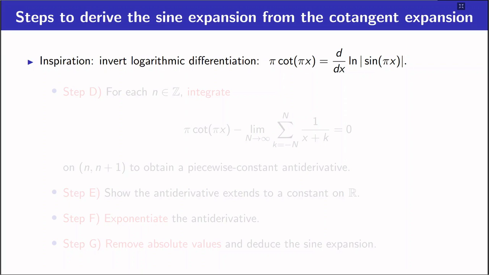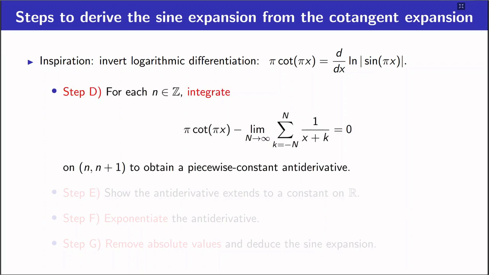Now that the cotangent expansion is established, we're going to outline how the sine expansion follows from it. The idea is basically to reverse logarithmic differentiation, though the devil is in the details, and a rigorous implementation is somewhat delicate. Step D. Basically, undo the differentiation part of logarithmic differentiation.